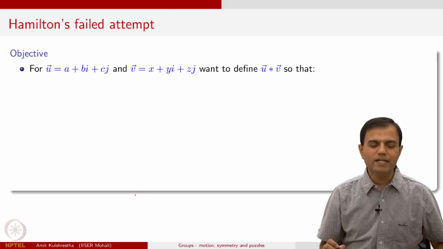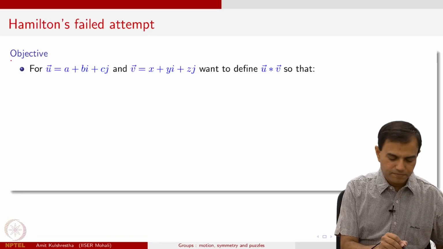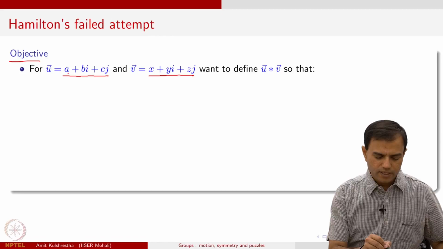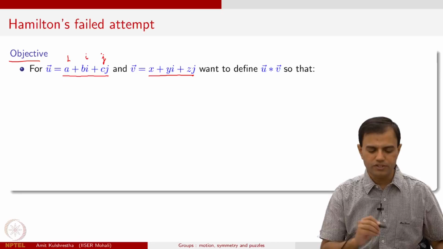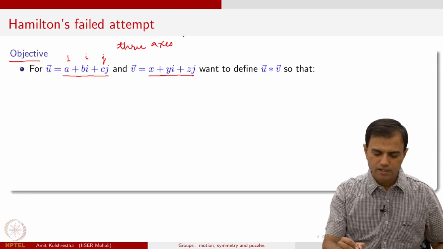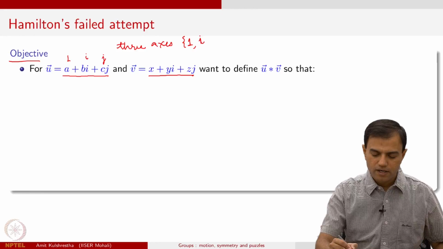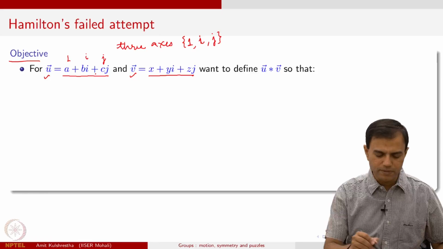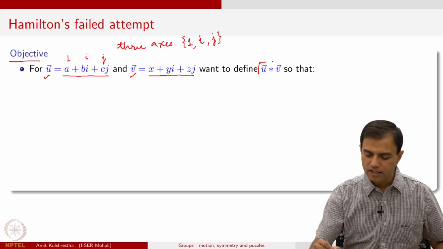Okay, so let's see what Hamilton's failed attempts were. What's the purpose? I have one three-dimensional vector and another three-dimensional vector. I'm denoting the axes as scalar axis, i axis, j axis, just a notation. So there are three axes. Rather than calling them x, y, z, I'm calling them the scalar axis, the ith axis and the jth axis. I'll denote the vectors u and v like this: a plus b i plus c j and x plus y i plus z j. And I want to define this product.